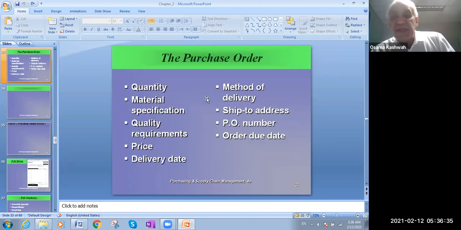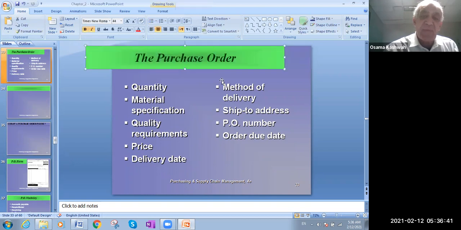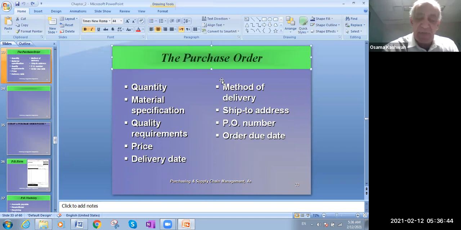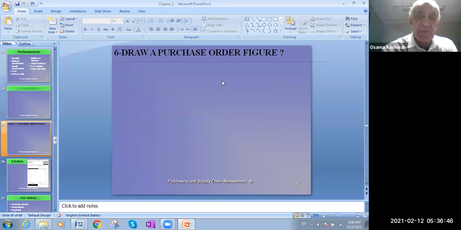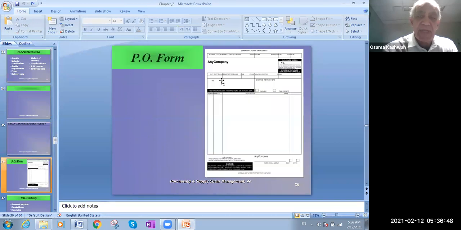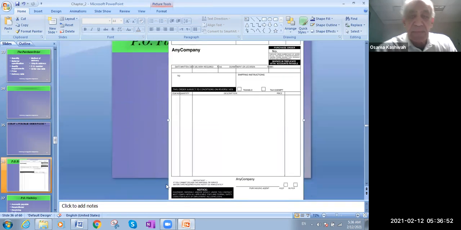It's very important, and the most important part of this class today is the purchase order and the components of the purchase order. Let me show you. Here is a purchase order. You can see it.